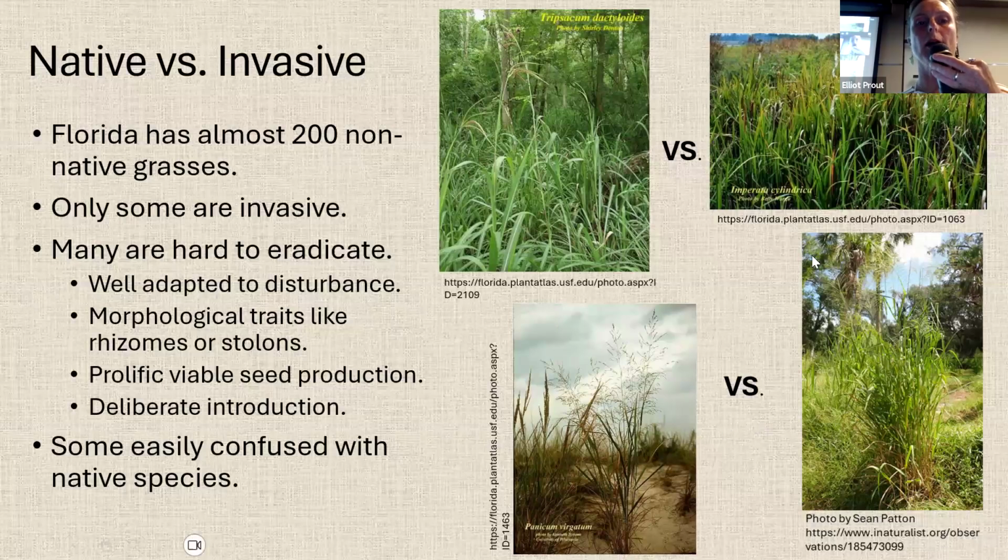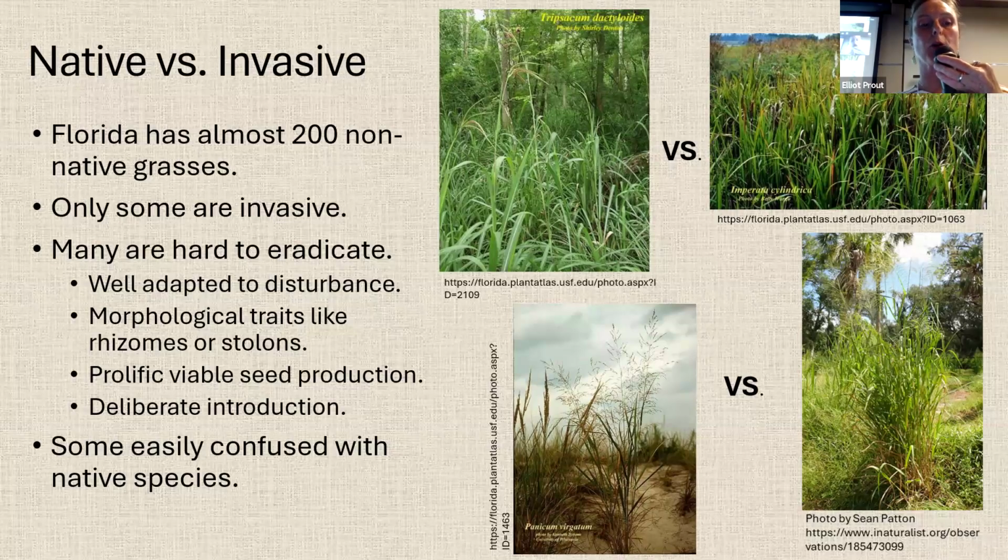So, all right, native versus invasive, we can't not talk about that, right? So of course, Florida has almost 200 non-native grasses. Only some are invasive, some are just non-native. Some are hard to eradicate, right? They have characteristics that make them really resilient. And some of us in the room can say they're really hard to get rid of. So of course, they're well adapted to disturbance.